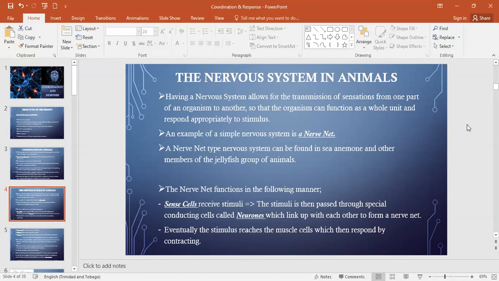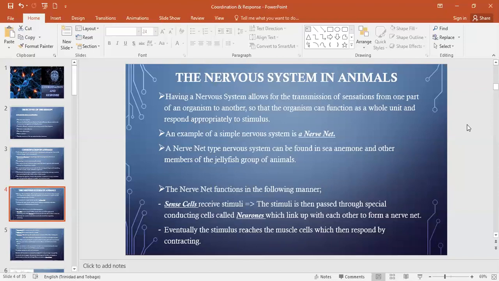So before we get into the complicated form of our nervous system, let's talk about what is a simpler version of a nervous system. This version is called a nerve net. As it implies, it's like a net of nerves that come together to form what is called a net, all right? This type of nervous system can be found in sea anemones, even other members of the jellyfish group of animals, all right? So how it functions is really, really simple.